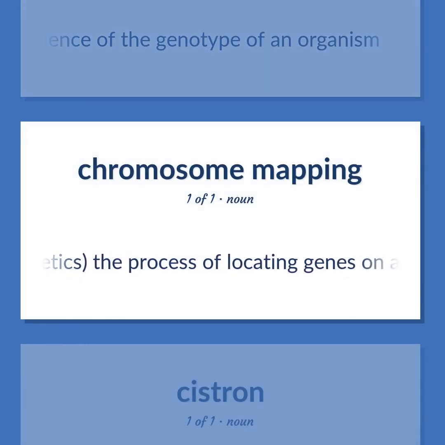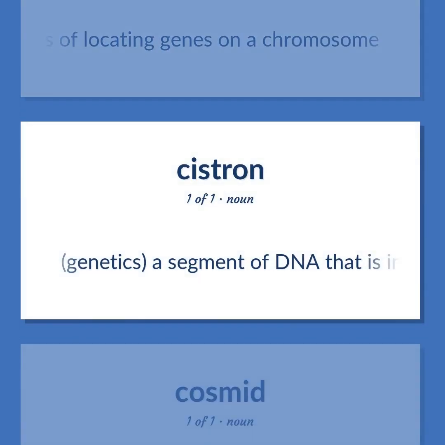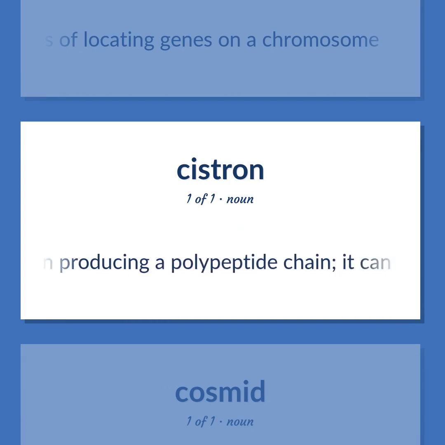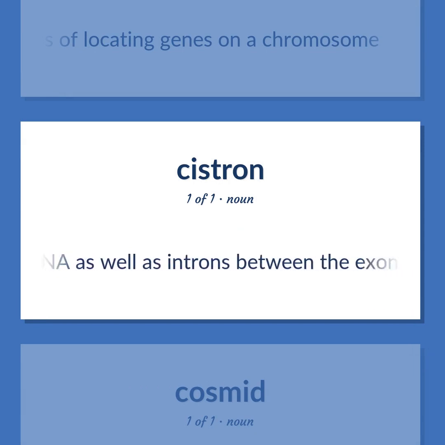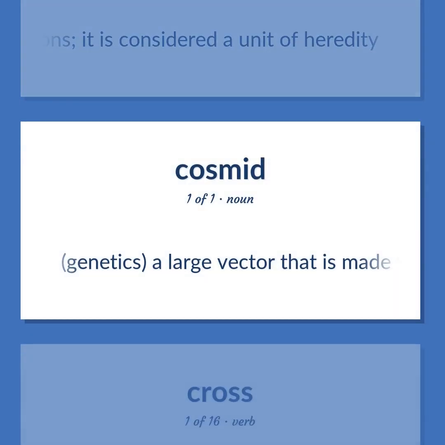Genetics. The process of locating genes on a chromosome. Genetics. A segment of DNA that is involved in producing a polypeptide chain. It can include regions preceding and following the coding DNA as well as introns between the exons. It is considered a unit of heredity. Genetics. A large vector that is made from a bacteriophage and used to clone genes or gene fragments.